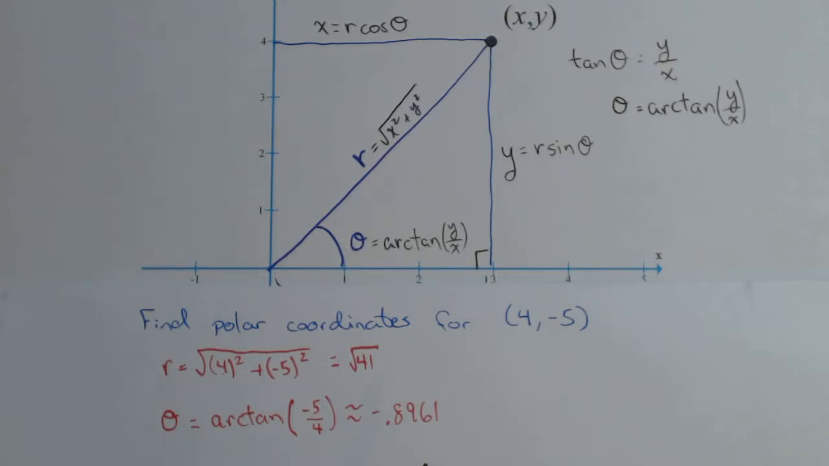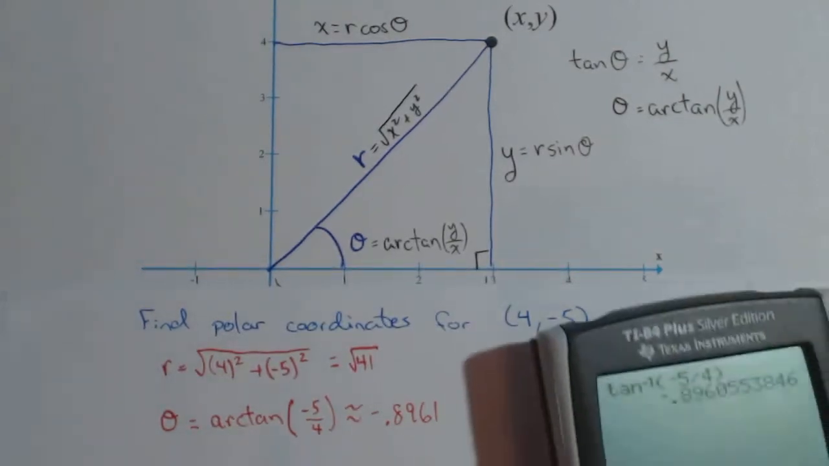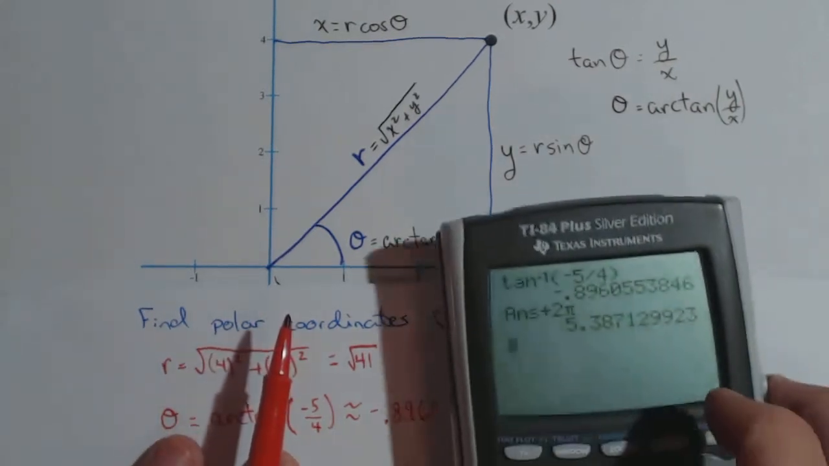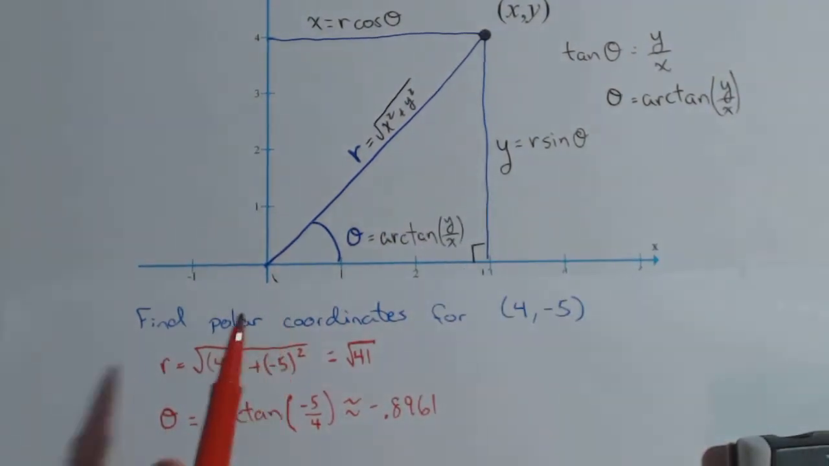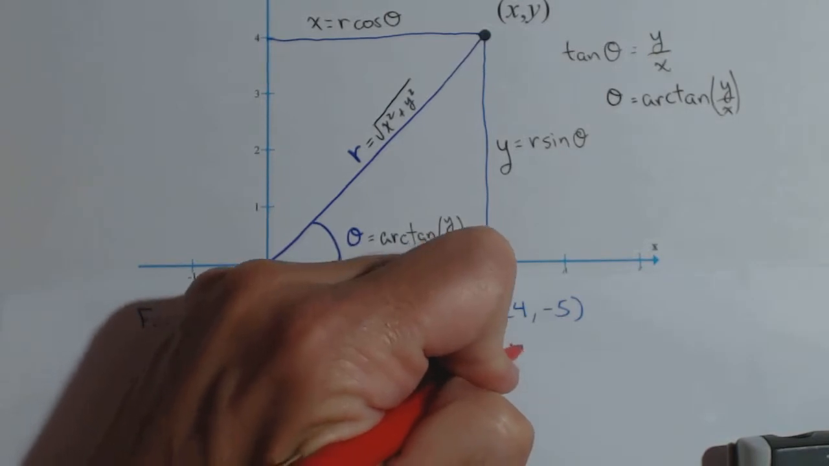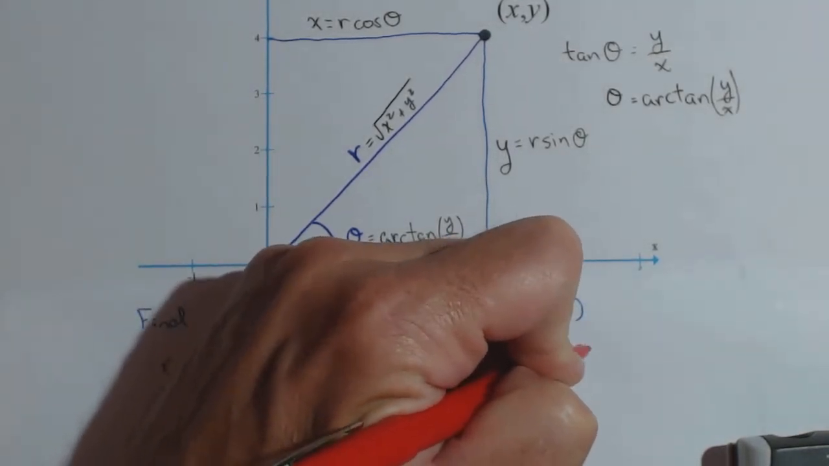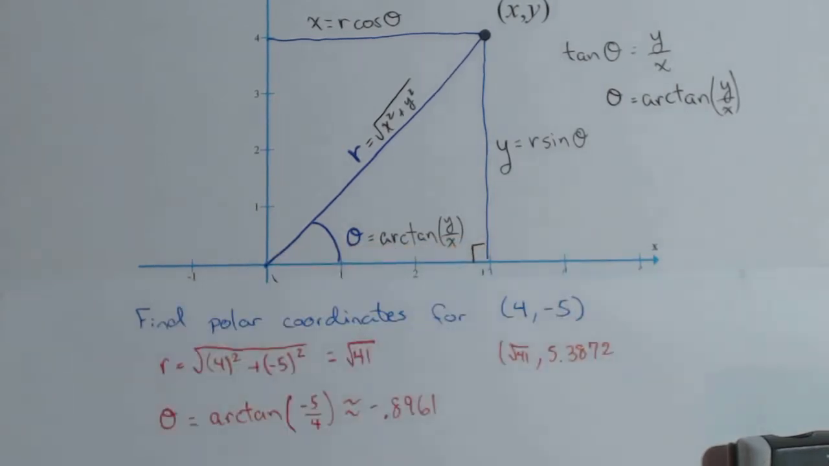Now that being said, we might want to measure our angle from the positive x-axis. So what I can do is take my measurement and add 2 pi. That would give me, to 4 decimal places, the angle measurement all the way from the positive x-axis. So one way of writing this might be root 41, 5.3872.